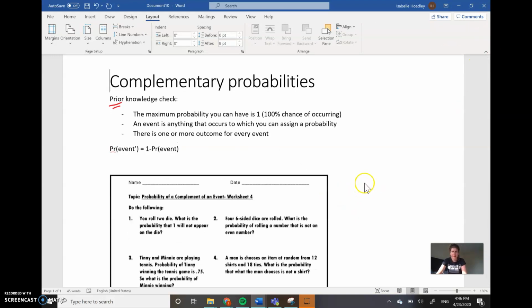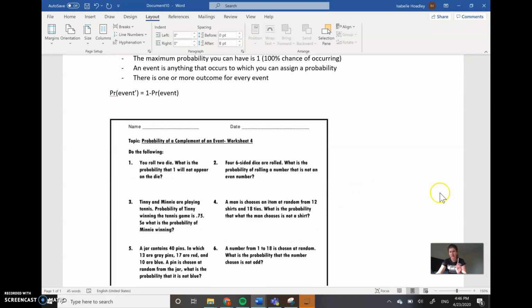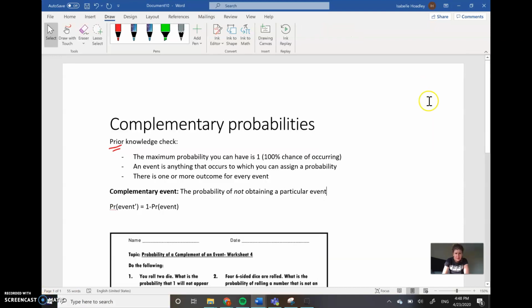What we're going to look at today is the idea of a complementary probability. Now the complementary probability is the opposite. Oh, and I meant to write this in here. Actually, I'll quickly write it in here. The definition. Okay, so I've just written it in there, and it'll be in your notes. So a complementary probability is the probability of not obtaining a particular event.